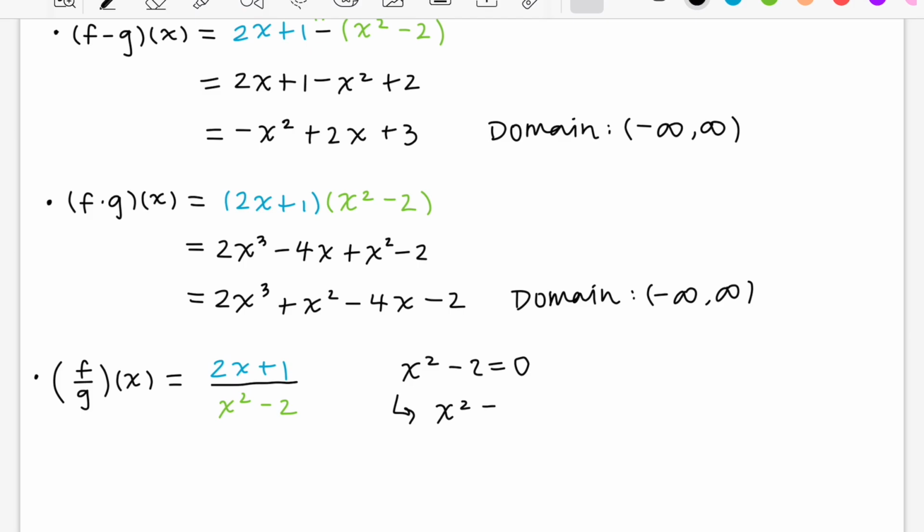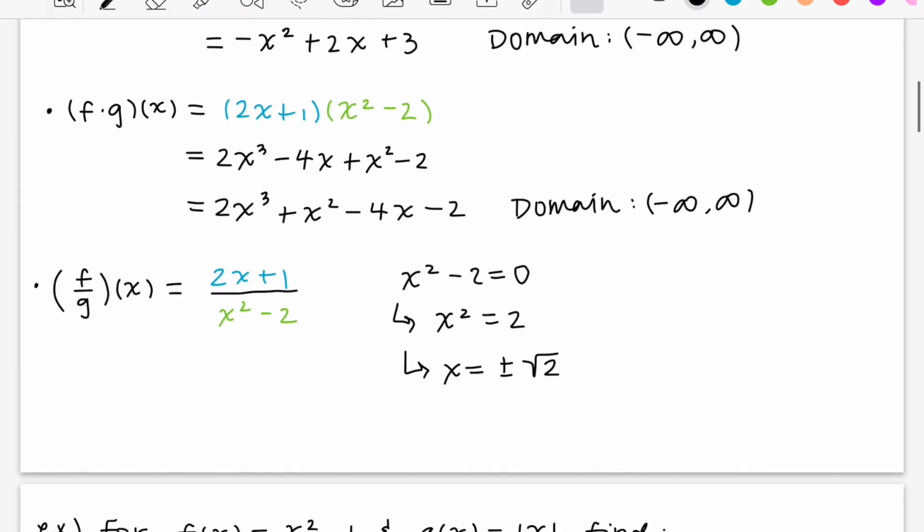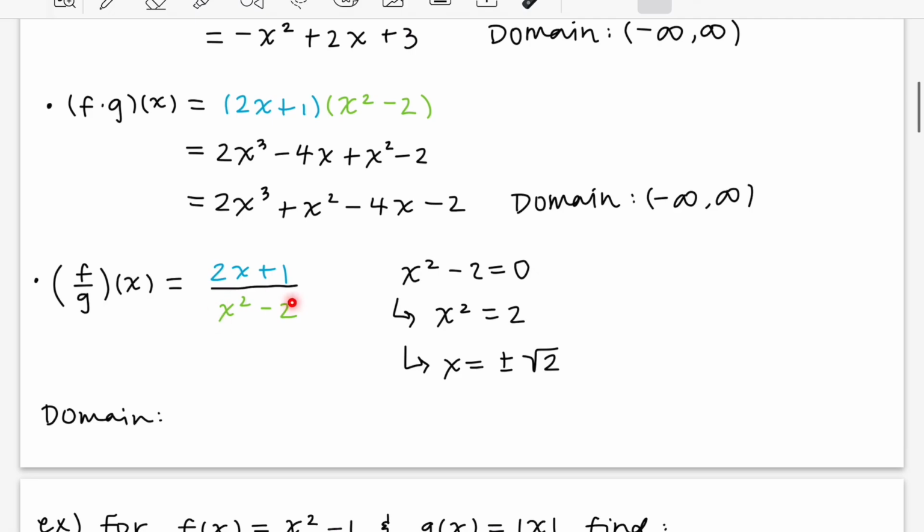So we'll just get x squared is equal to 2. And so this tells us x is equal to plus or minus square root of 2. Right? So then our domain is going to be all numbers except plus or minus square root 2, because that will make our g of x 0. And we can't divide by 0, so our domain is going to be all numbers except for plus or minus square root 2. So in interval notation, that'll look like this here.